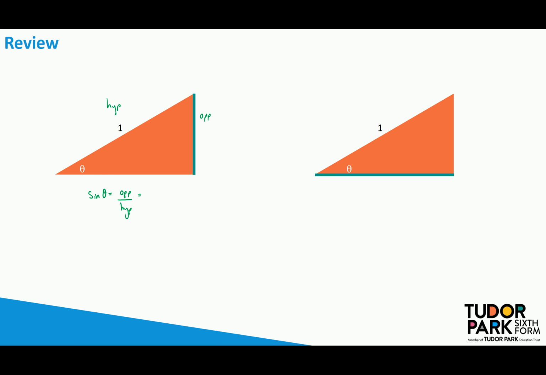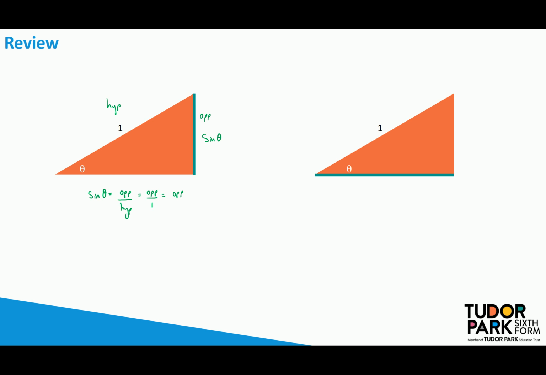In this triangle, I know that the hypotenuse is given as 1, so this becomes the opposite side divided by 1. Well, when I divide something by 1, it doesn't change, so the opposite side is sine theta. So the height of this side is going to be sine of theta.